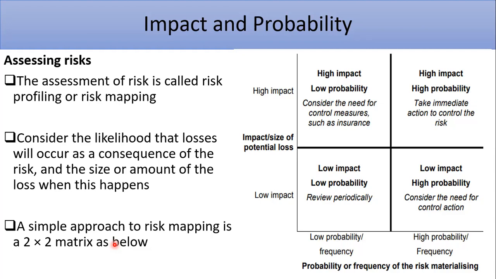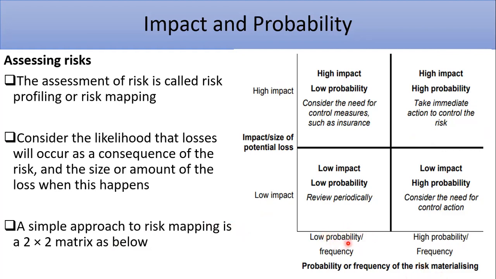Okay, now to assess each risk, it is necessary to consider the likelihood that losses will occur as a consequence of the risk. Once you are taking risk, you have to consider the likelihood of the losses that would occur, and even the size or amount of the losses when it actually happens. You have to be able to make an assessment of that. To be able to do this, you can use a 2x2 matrix, okay, where you have the impact or the size of potential loss against the probability or frequency of the risk happening, okay.